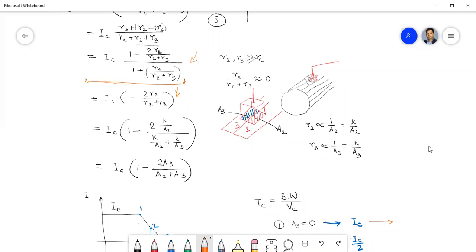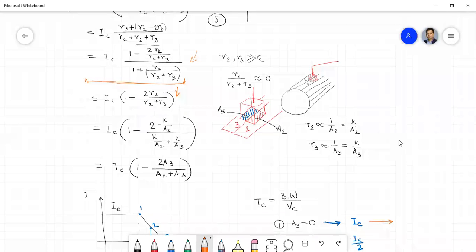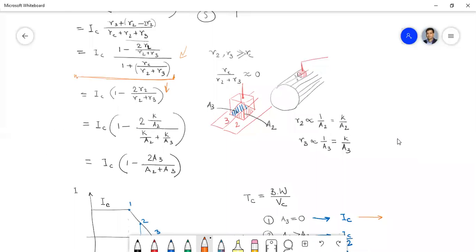Okay, so that means then no question of this R2, sorry, no question of R3. Sir, R3 won't come. So basically, it will be IC only because there is only the contact with commutator segment 2. The brush has not moved towards commutator segment 3. So that means it will be IC only.